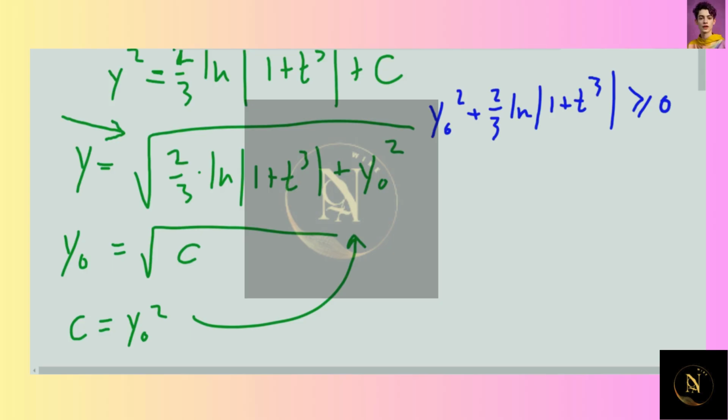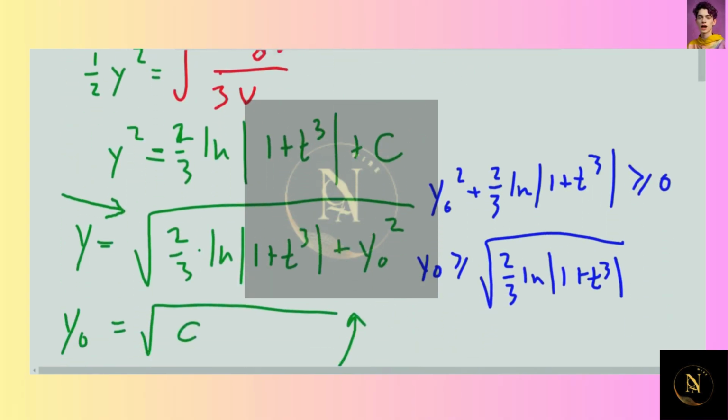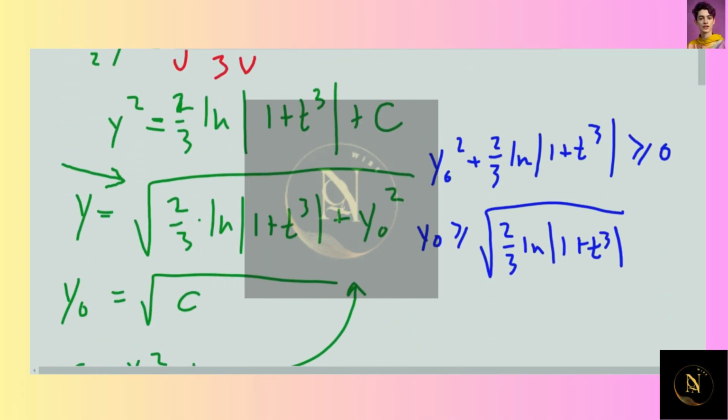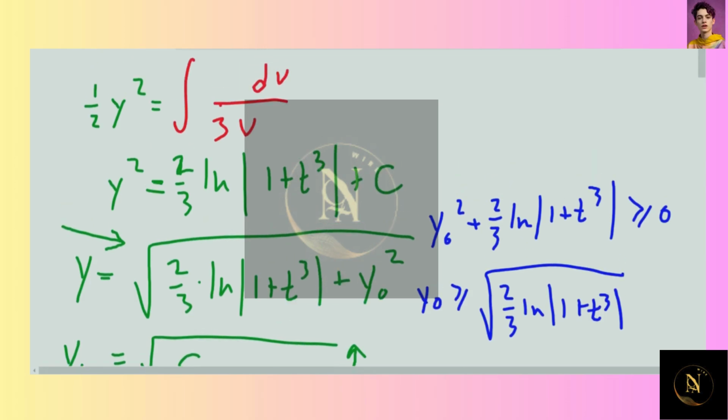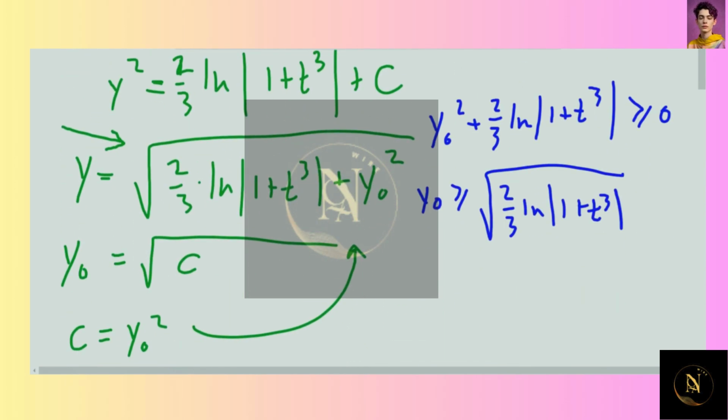And here we can just solve for y naught by subtracting the natural log term and taking the square root. So y naught must be greater than or equal to the square root of 2/3 natural log of 1 plus t cubed. And that is the solution to this initial value problem. As long as y naught is greater than this square root term, then we'll have a valid interval. And that concludes the problem.